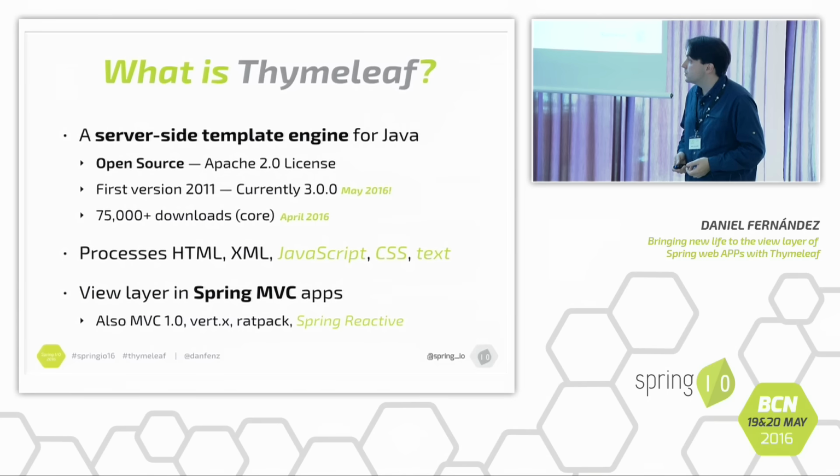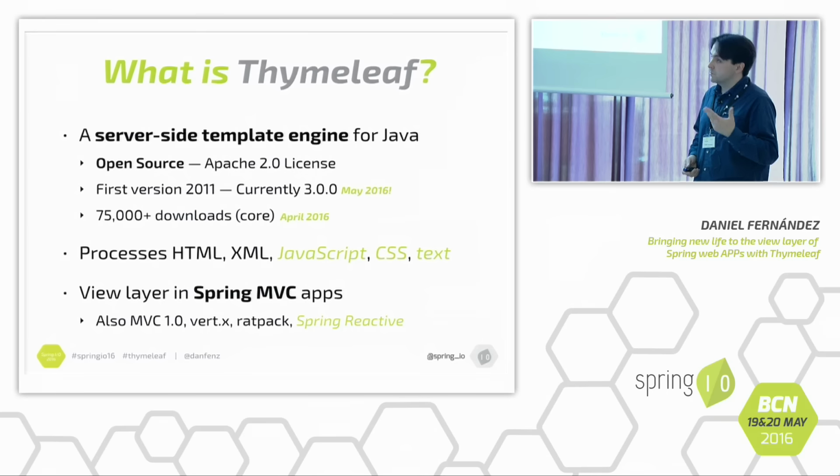Also, you will be able to use it when MVC 1.0 is a reality. That should be 2017. You should be able to use it in MVC 1.0 applications. That's JSR 371. And you can also use it in Vert.x, for example, in Ratpack. In some of the frameworks, you should be able to use it in the future in Spring Reactive when it is a part of Spring 5. You'll know more about that tomorrow, probably.